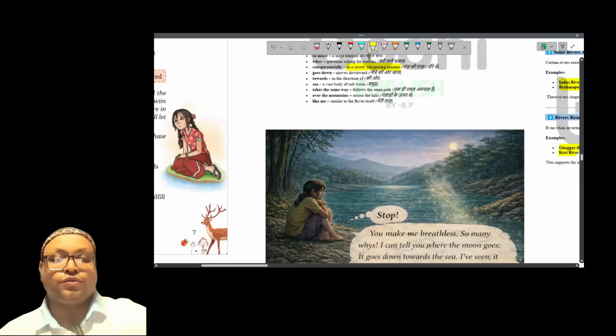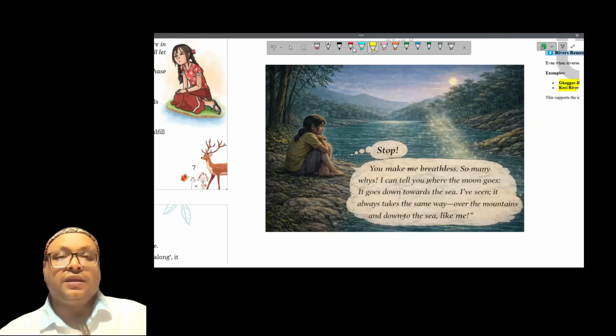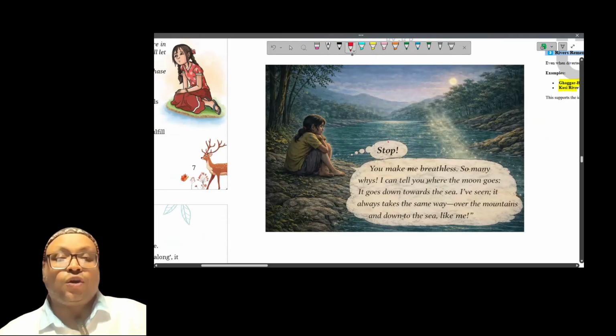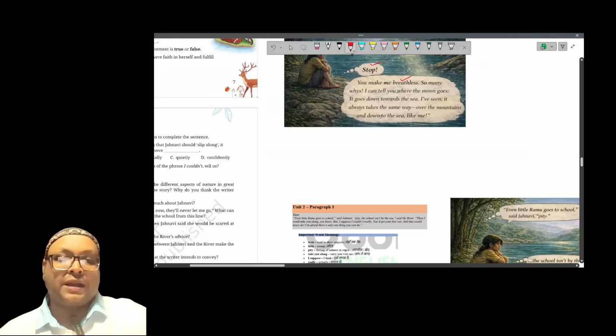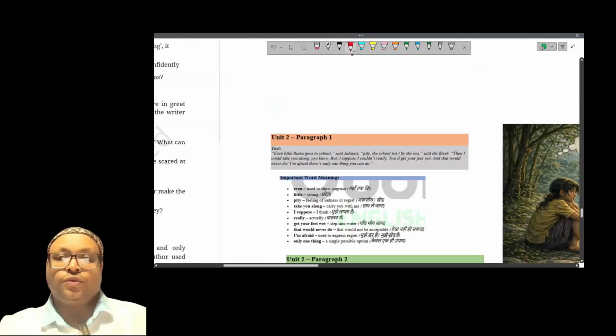Here goes. The river is asking Jahnavi to stop. Why? Because Jahnavi is making him breathless with so many questions. We will go to Unit 2 right now.